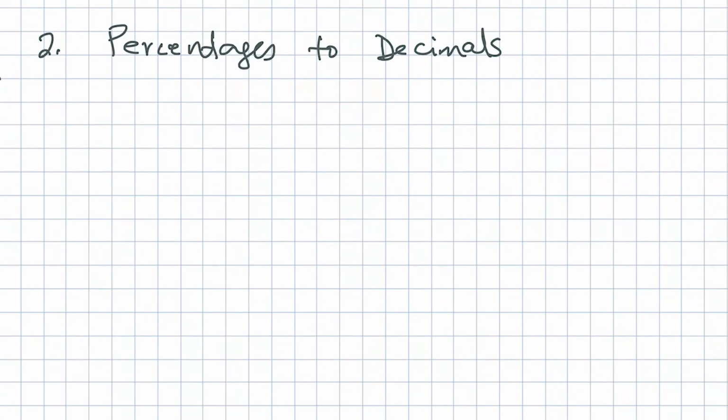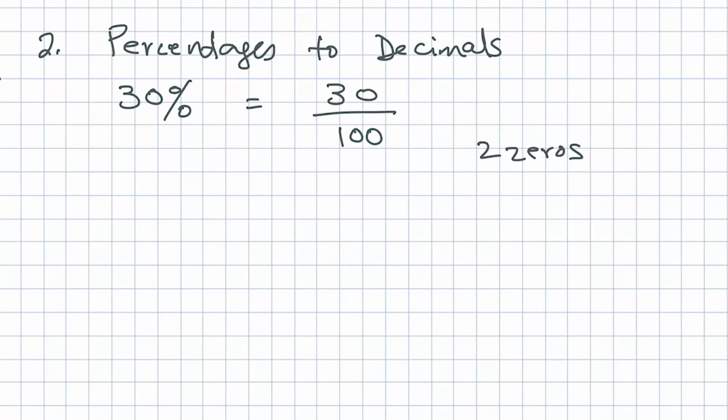Now the second part, we are going to talk about percentages to decimals. Percentages into decimals. So let's have a look at this. Again, we are going to use 30%, which is 30 over 100. Now, what does this mean? It's basically 30 divided by 100, or 30 over 100. Now looking at the denominator, we have 100. How many zeros does 100 have? 2 zeros.